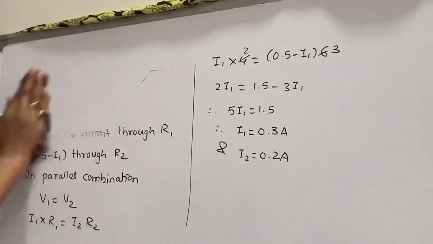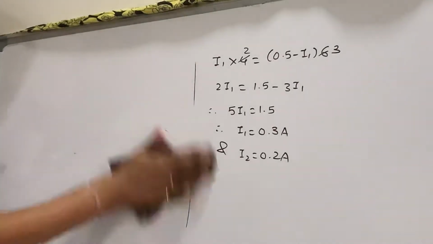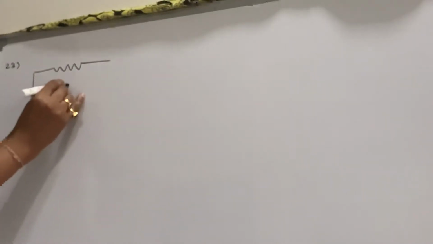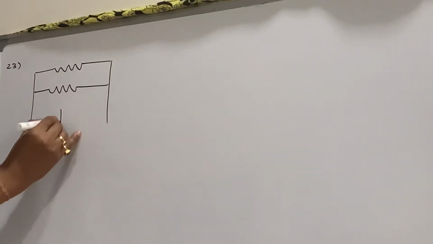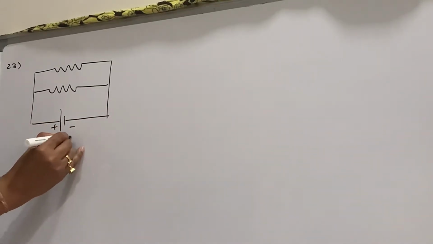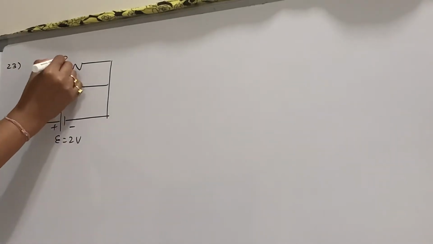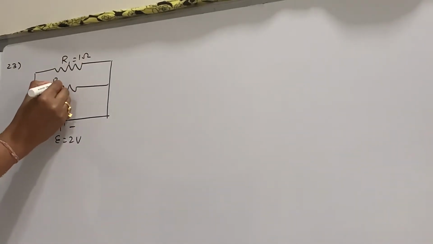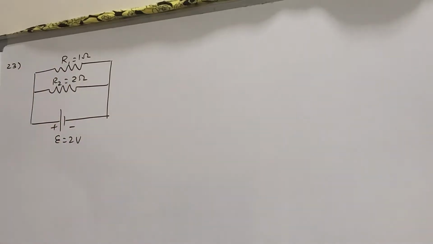Check the next question, that is 23. Question 23 will be straightforward. Here a circuit is given in which resistances are connected across this cell, plus minus, with EMF which is 2 volt. R1 is 1 ohm, R2 is 2 ohm. Find the current in each.